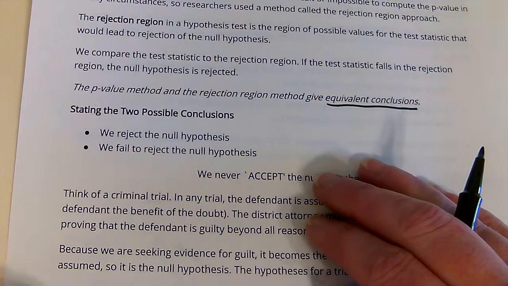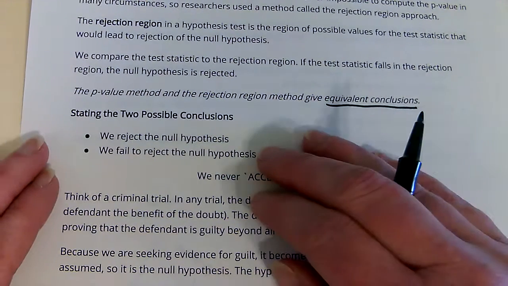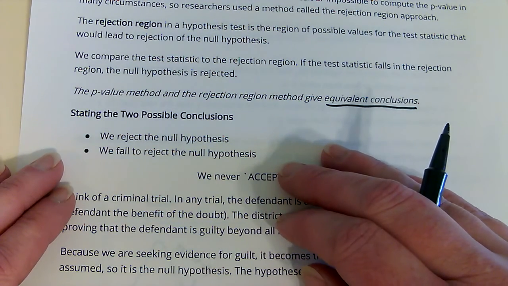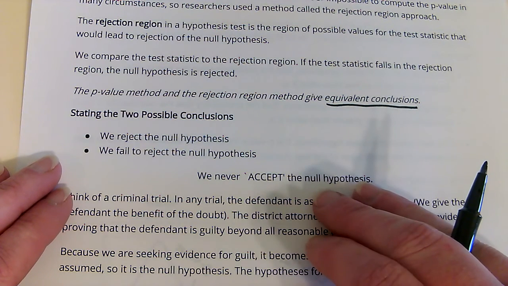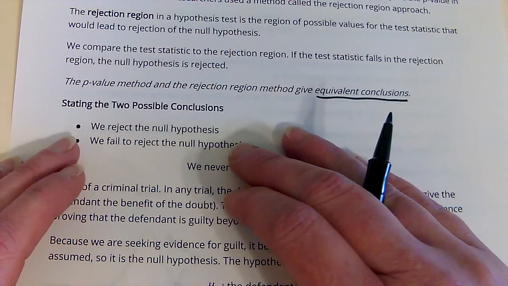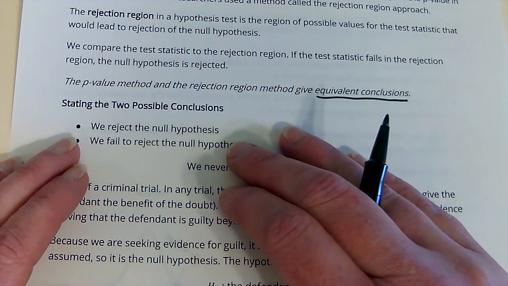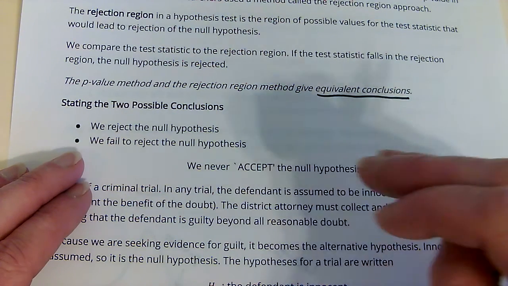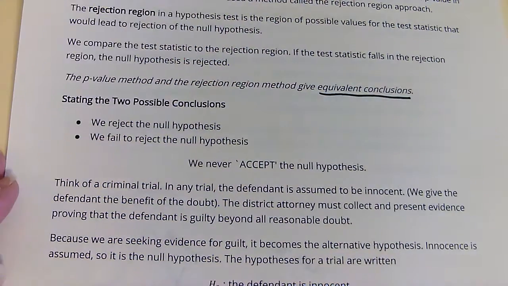Now remember, the two conclusions we're going to get. We're either going to reject the null hypothesis or fail to reject the null hypothesis. We never accept the null hypothesis. We reject the null hypothesis in favor of the alternative, or we fail to reject the null hypothesis.